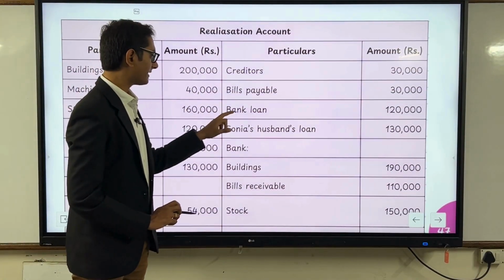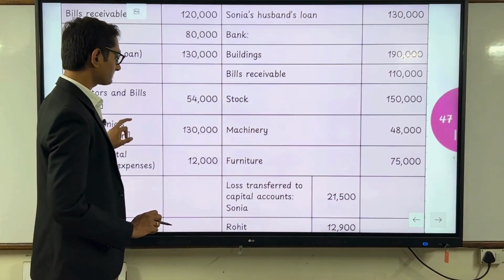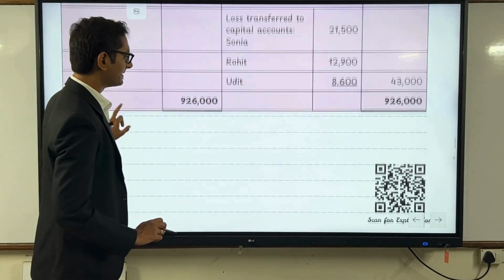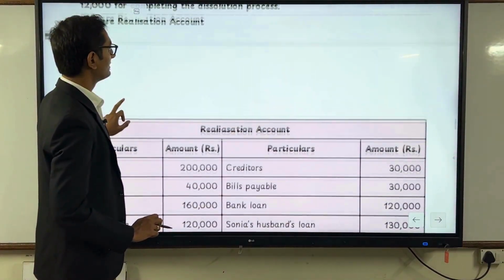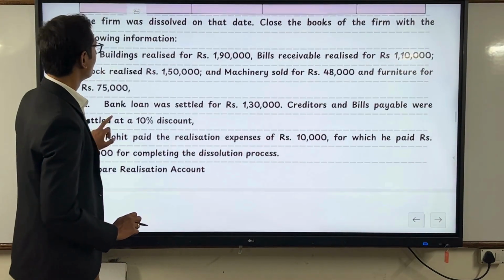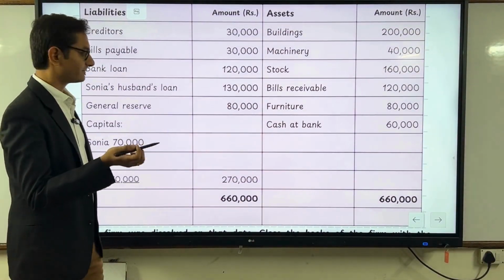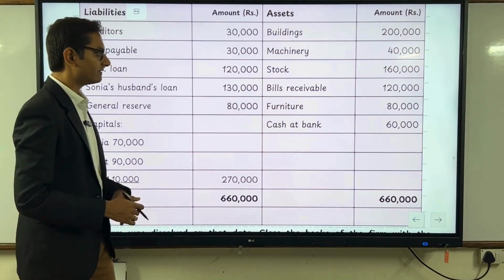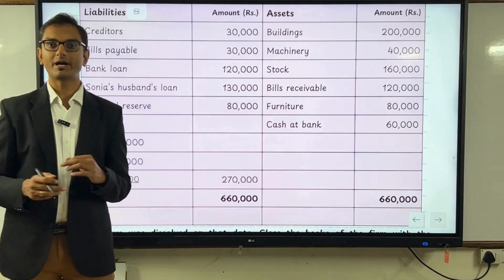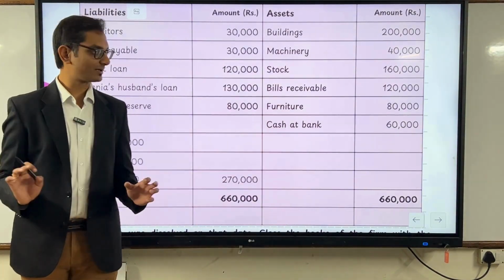Creditors, bills payable, bank loan and Sonia's husband's loan. Now we'll see the adjustment, and before seeing the adjustment, let us see the untouched entry, that is general reserve 80,000, that will be distributed between the partners in their old profit sharing ratio on the credit side of partners capital account.